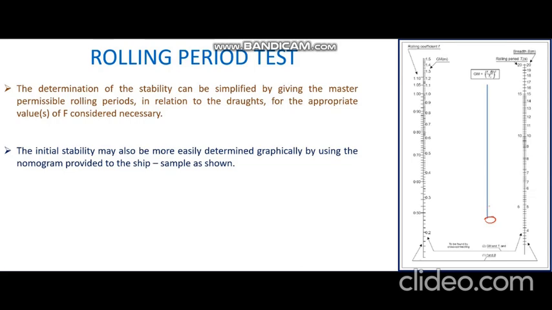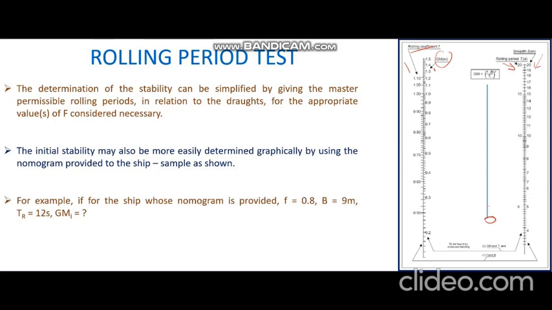Then you see on each y-axis, you have two scales. You have the rolling coefficient here, you have GM here. You have rolling period here, time, and you have the breadth here. So there are different scales on the axis. How this nomogram was to be used, I can take you through this example. For example, if you have to use this nomogram to obtain the GM, if F is 0.8, B is 9, TR is 12 seconds, how much is the GM? How this was used, let me just tell you.